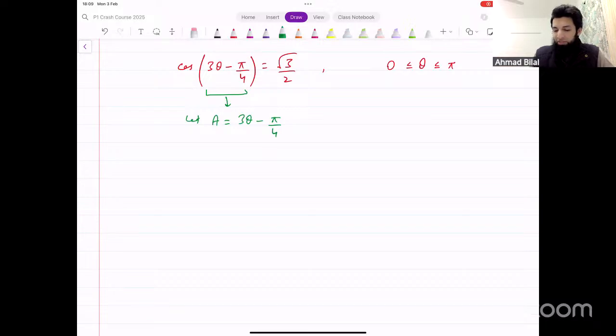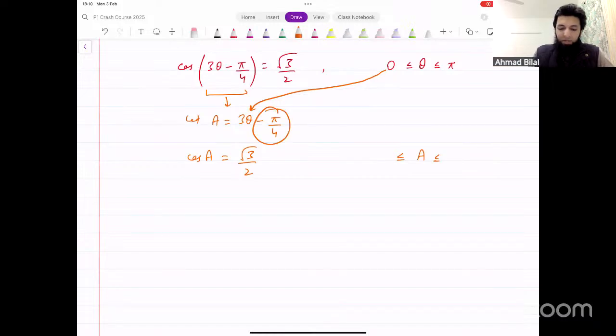Now, when we do that, we have to adjust the interval accordingly as well. So the equation is going to become cos of a equals square root of 3 over 2. That's much simpler to solve. But what's the corresponding interval for a? How do we do that? Input 0 in place of theta here. That gives 0 minus pi over 4, so the lower limit for a is negative pi over 4.